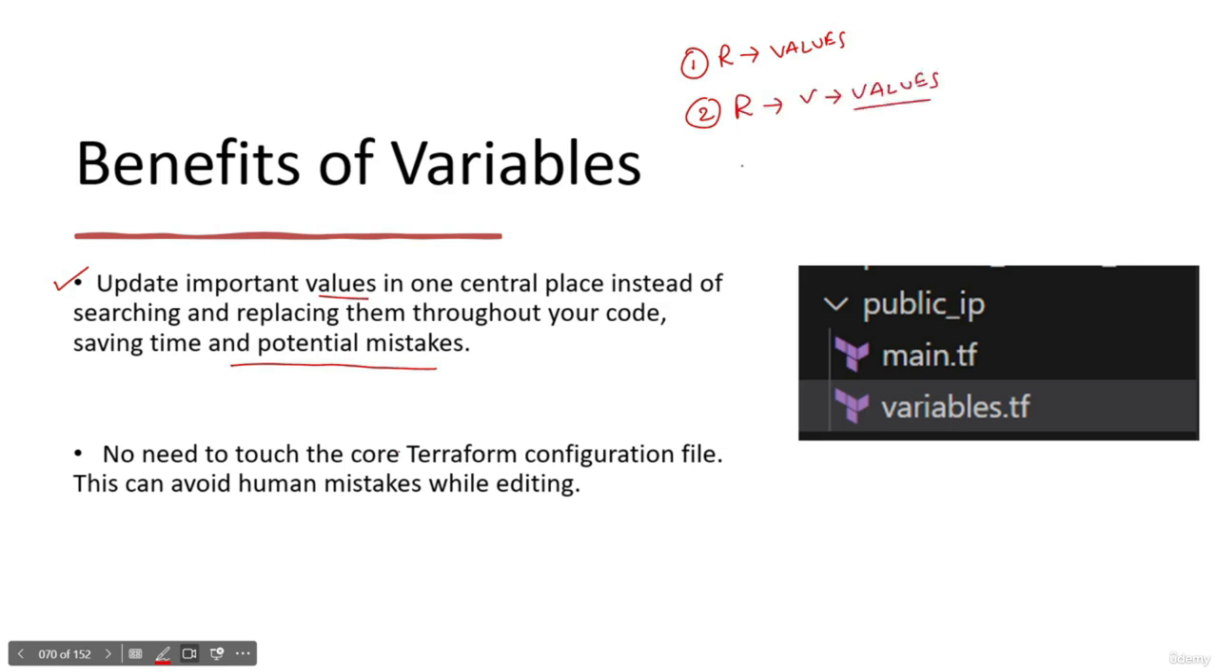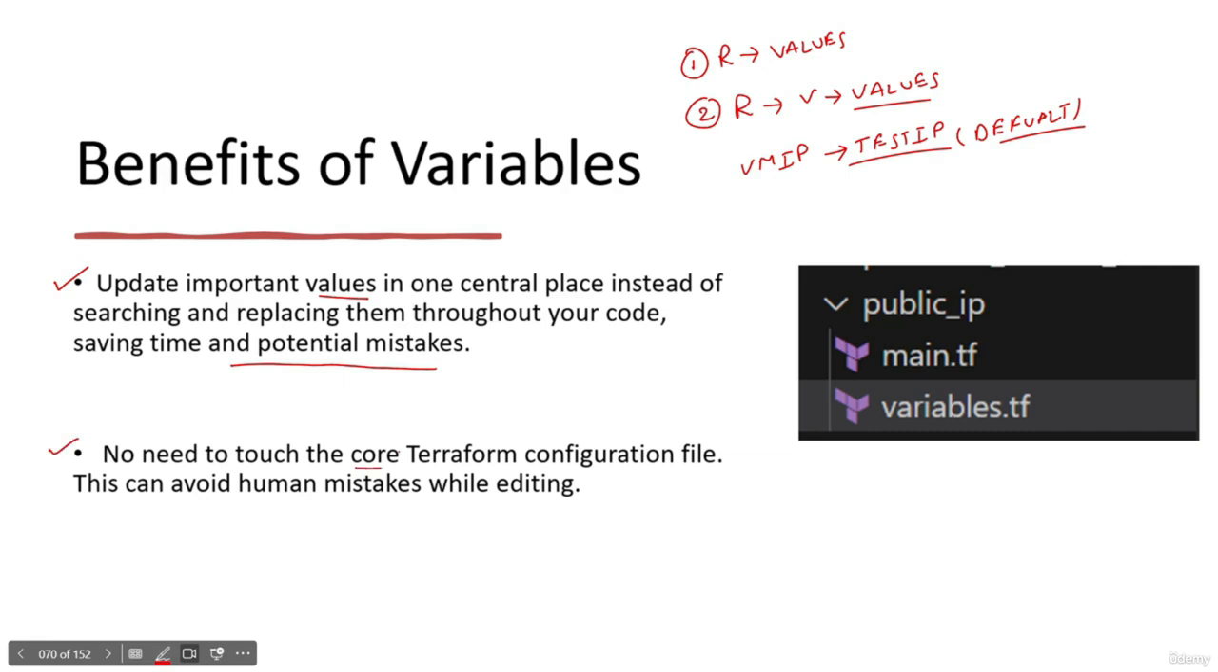In future, if I want to change my IP name from vm-ip to, I would say, test-ip, what we need to do is only update the default values, run Terraform, and the value will be updated for us. No need to touch the core Terraform configuration file. This can avoid human mistakes while editing.